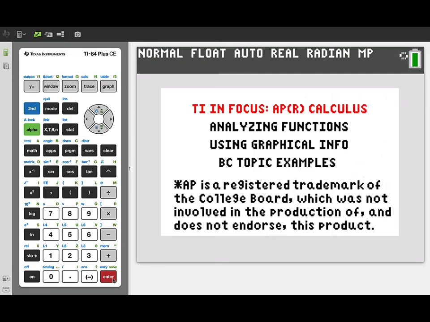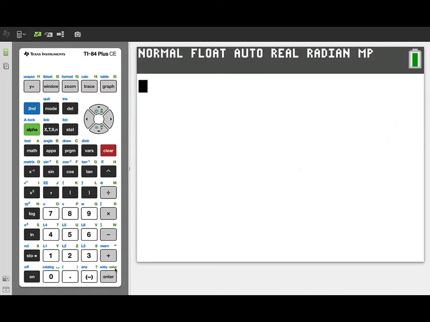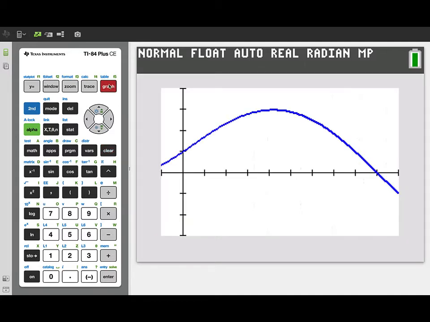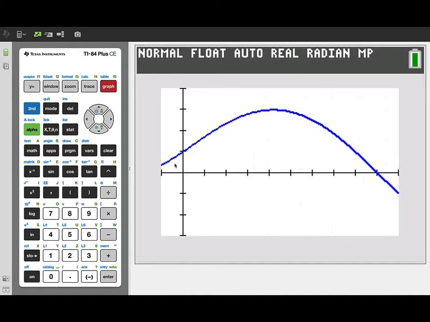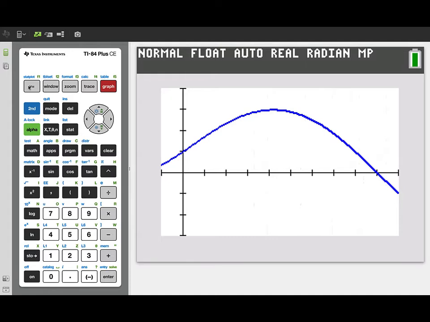I'm a math professor and a math advisor for Texas Instruments, and this video is part of the TI-Focus AP Calculus series. We're going to be looking at using the TI-84 to illustrate the analysis of functions based on graphical information. We're going to use as an example a question we made up similar to those in the 2020 AP BC exam. The question we're looking at, we're presented with a graph that's shown here over the interval from -1 to 10, and this graph is presented as the derivative of a function.